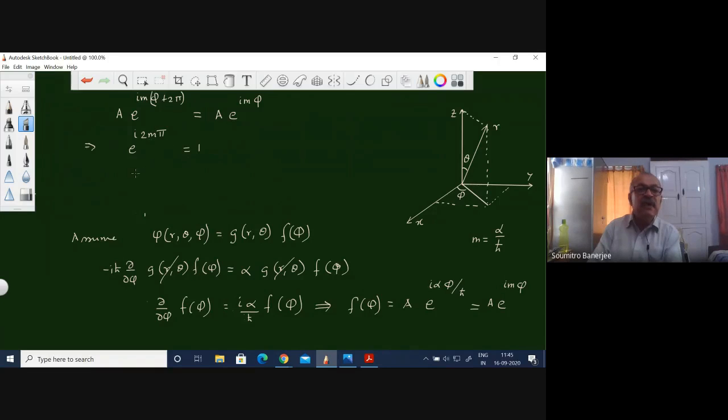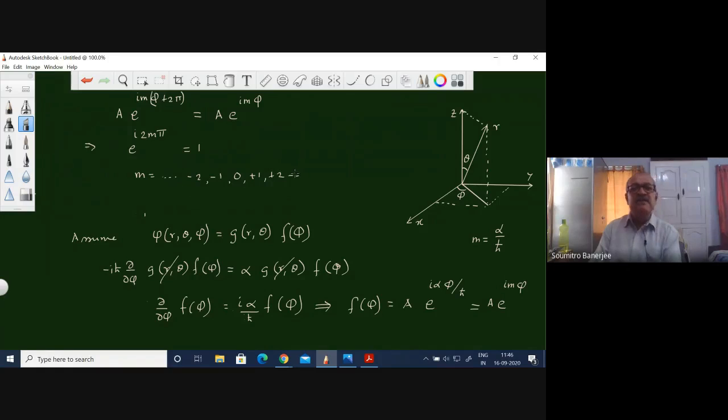And this immediately implies that m can have only discrete values. So m can have values 1, 2, 3, 4, minus 1, minus 2, minus 3, minus 4, and all that are allowed. So it is basically 0, plus 1, plus 2, and here minus 1, minus 2. All these values are possible, but nothing intermediate. Only these values are then possible.